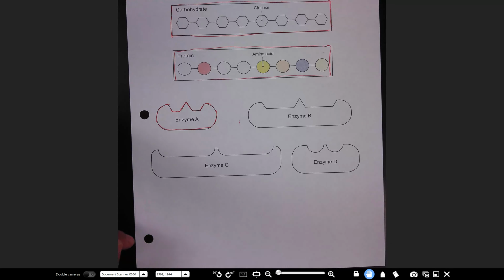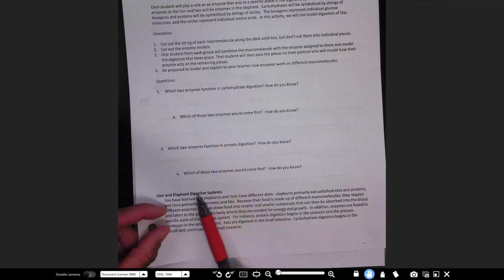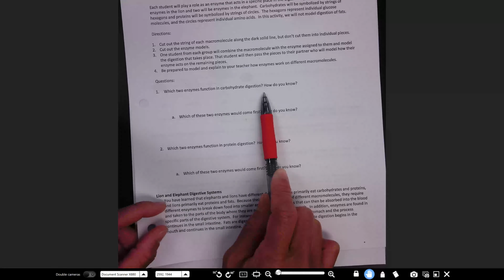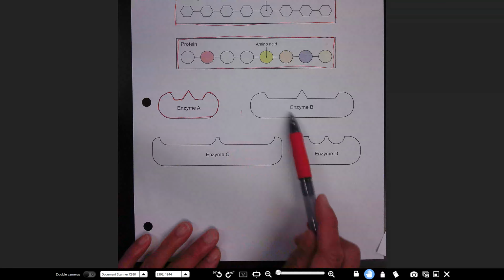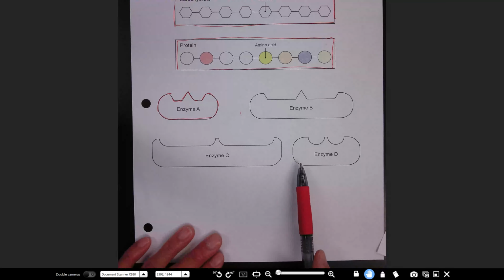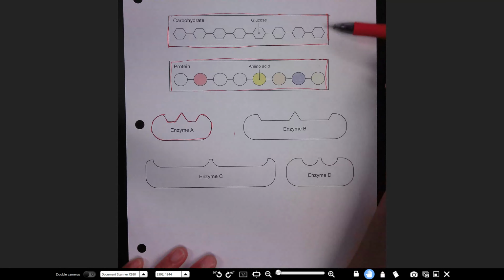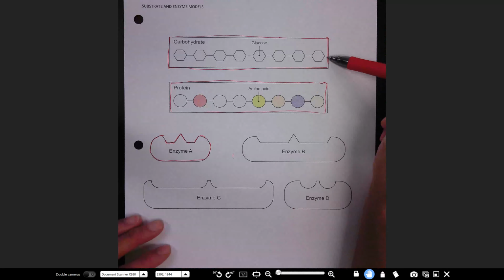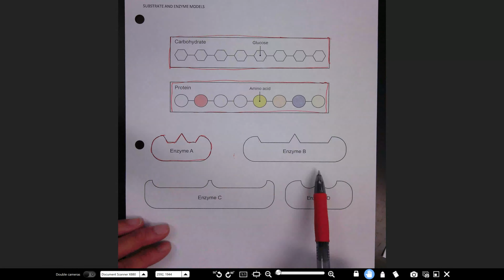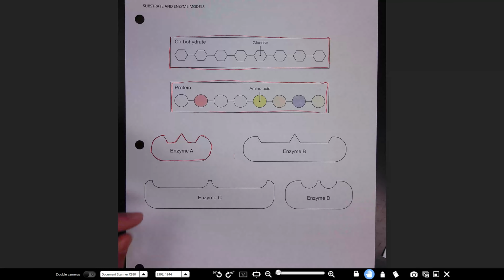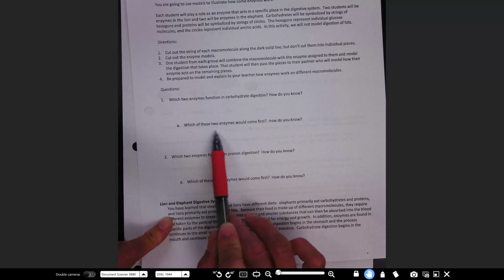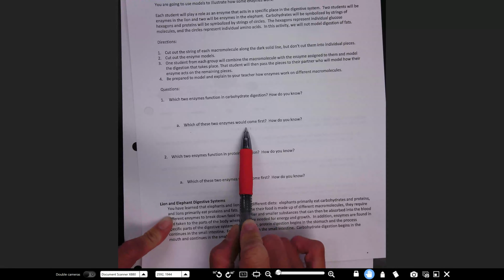And then you have to try to figure out and answer these 4 questions. Which 2 enzymes function in carbohydrate digestion, and how do you know? So which 2 of these enzymes would work to digest or break down the carbohydrates up here? What you are looking for is the shape. And then which of those 2 enzymes do you think would come first, and how do you know?